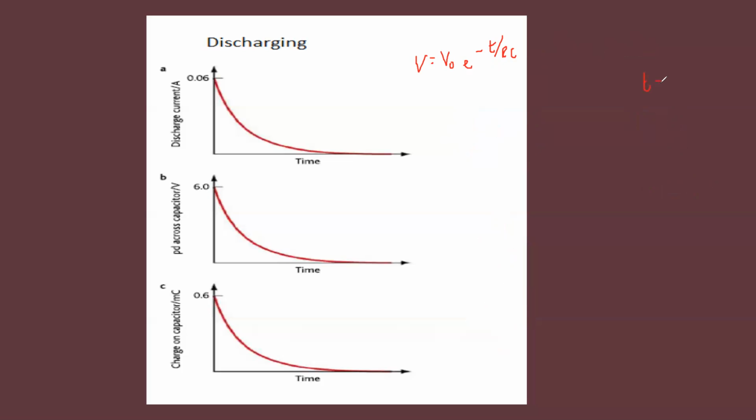If time is equal to the product of RC, so we can say V is equal to V naught e raised to power minus, in place of T I'll write RC. V is equal to V naught e raised to power minus 1. What is the answer for e raised to power minus 1? Press shift, e raised to power minus 1. What's the answer?